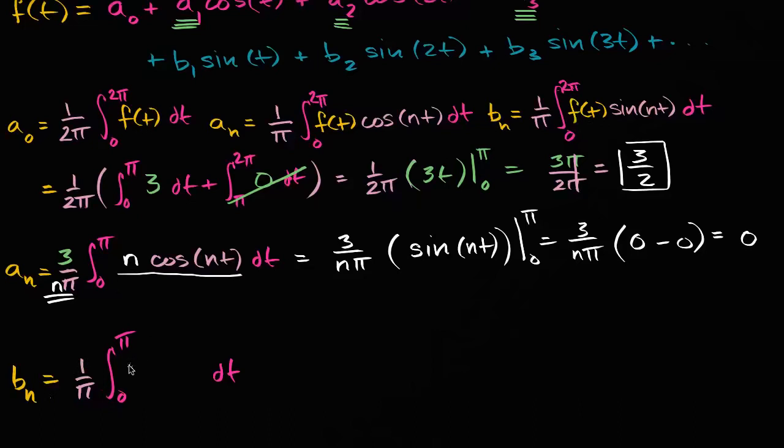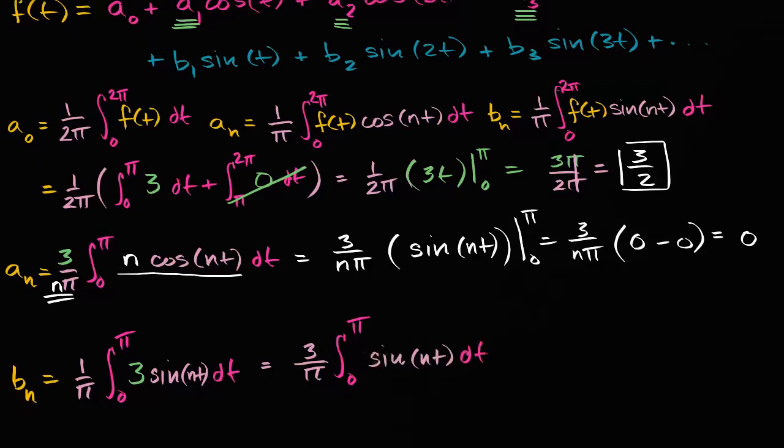Actually, I don't want to skip too many steps. It's going to be 3 times sine of nt. And let's see, how can I reconstruct this so it's easy to take the antiderivative? Well, if we take that 3 out front, it's going to be 3 over pi. And then you have your definite integral from 0 to pi of sine of nt dt.